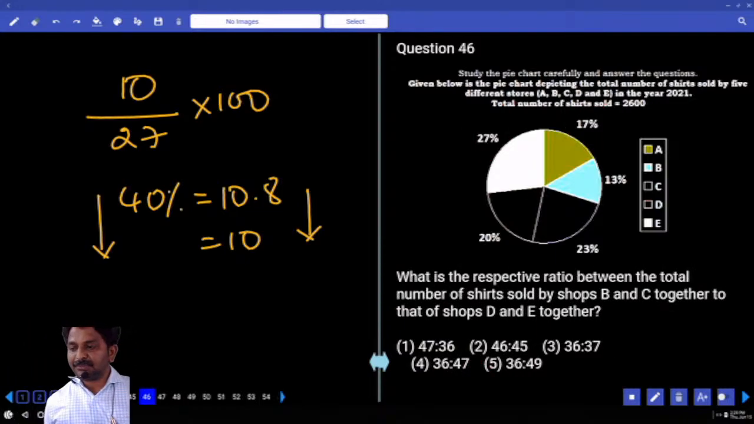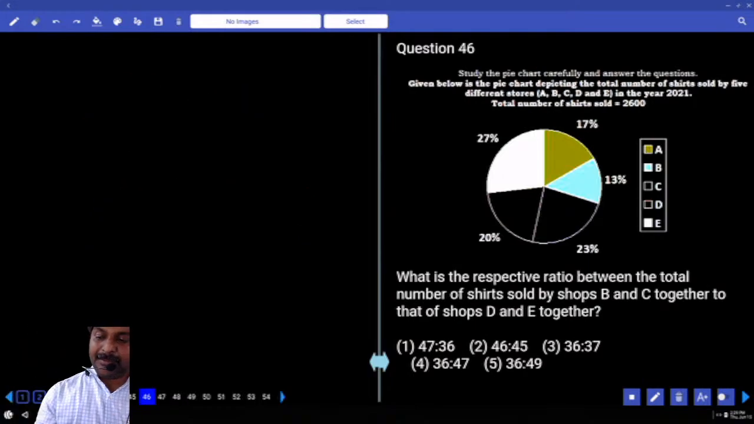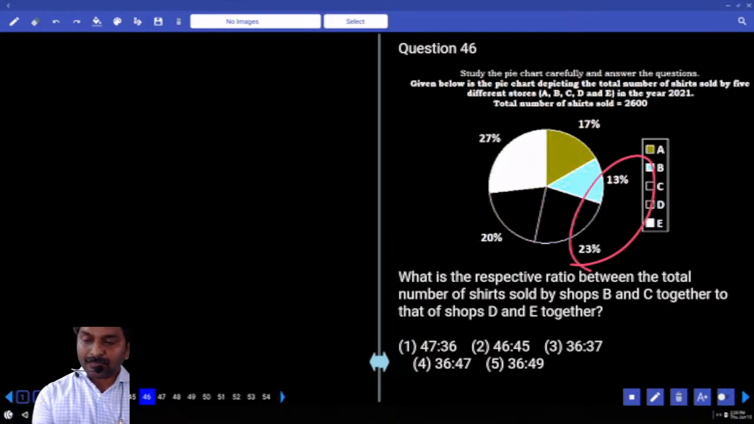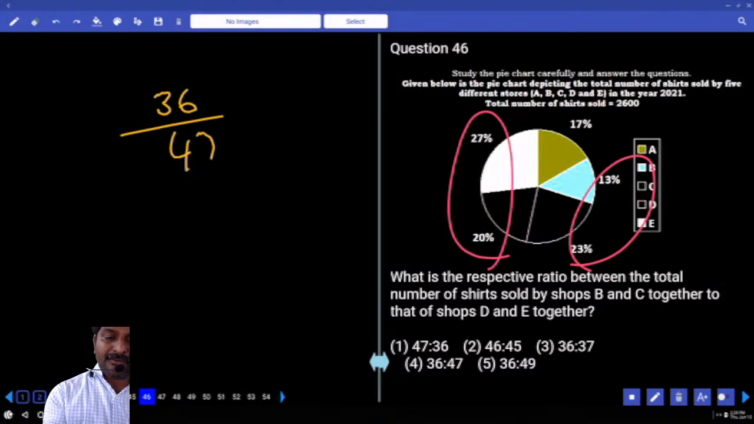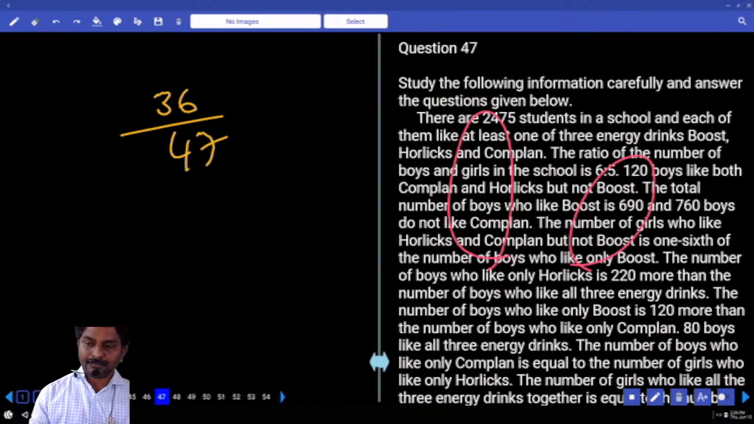What is the respective ratio between total number of shirts sold by BC together, DE together? BC together 36, DE together 47. No more simplifications. The same is the final answer. Right?